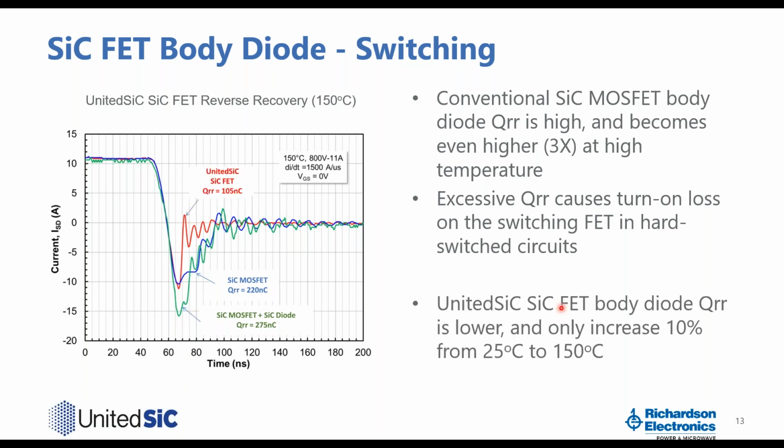Now, for comparison, the UnitedSiC silicon carbide FET QRR is much lower. It's only 105 nanocoulomb, and note this is at 150 C. This reduction in QRR can reduce the switching loss by a lot. Also note that the UnitedSiC silicon carbide FET QRR only increased about 10% from room temperature to 150 degrees C. So this is very good. You do not have a switching loss degradation when the temperature goes up.